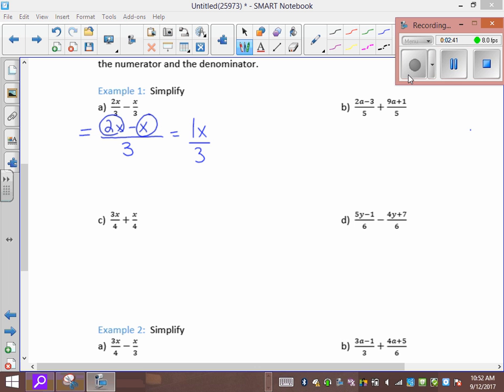Do we have any non-permissible values? There are no non-permissible values because why? There's no variables in the denominator. Okay, let's look at the next one. These are both over 5, so we can write it all over 5 right off the bat. We have 2a minus 3 plus 9a plus 1.